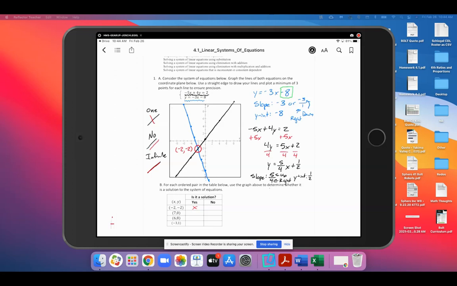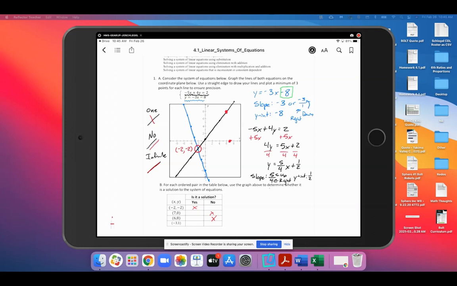Another question we have is the point (7, 0), which is right here, and that is not doing anything with those lines, so that is obviously not a solution. The point (6, 8) comes up and catches the black line right there. But since it only touches one of the two lines, it is not a solution to the system.